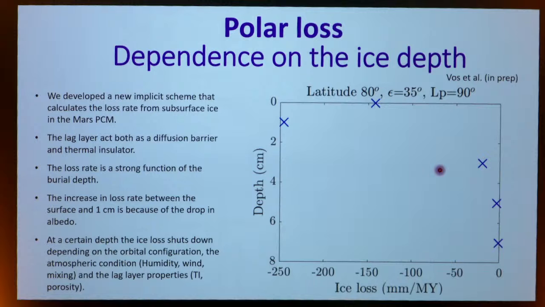This happens because the lag layer acts both as a diffusion barrier, but also as a thermal insulator. So first, it prevents ice from being lost because it needs to diffuse through the pores. But secondly, it removes the maximum temperature around the ice, and therefore the sublimation rate of the ice is much, much lower.